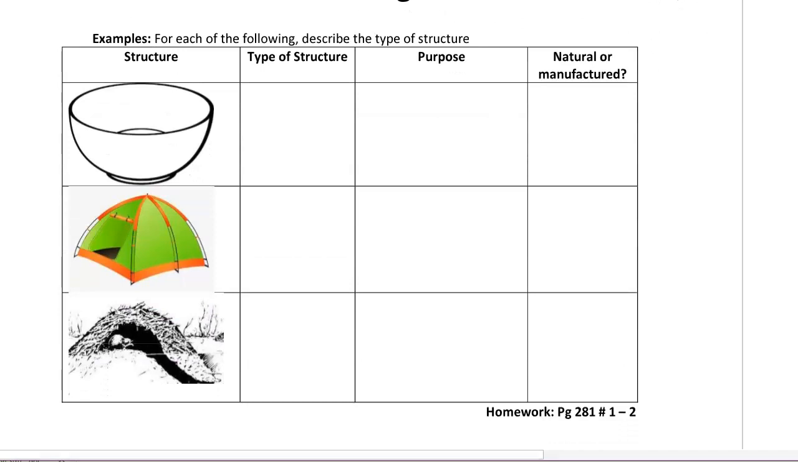So let's just take a look at a few examples. First of all, we got the bowl. The bowl is a shell structure. Right? Now, the purpose of this structure is to hold food. Right? Is it natural or manufactured? Well, this is manufactured.